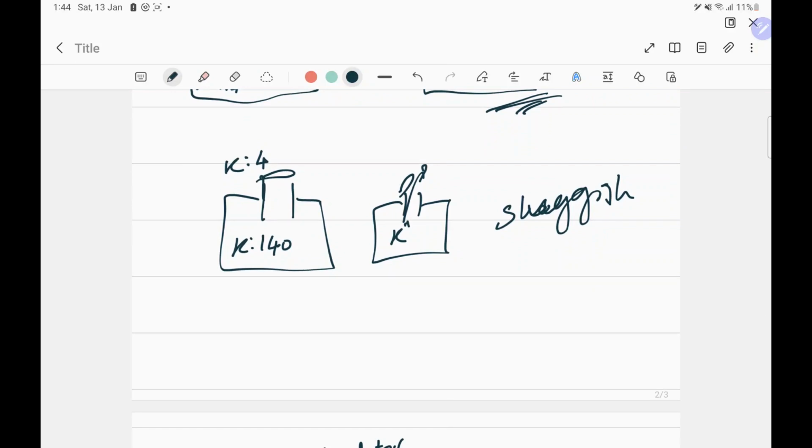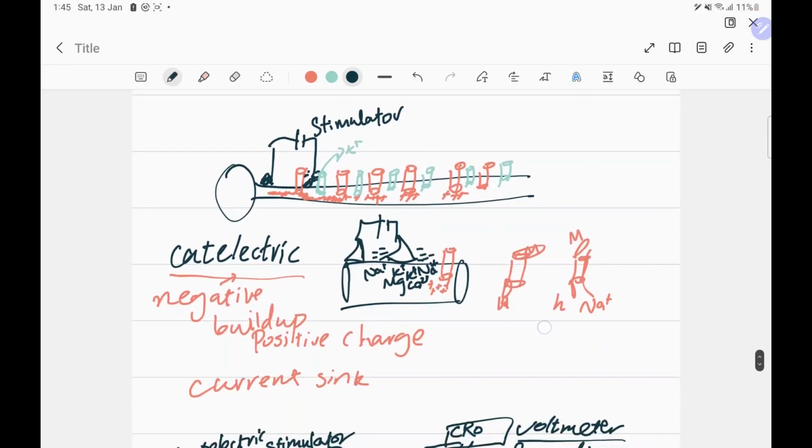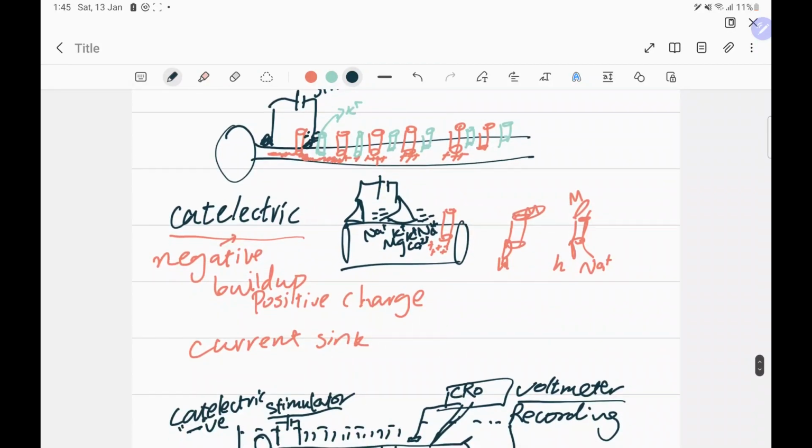Potassium channels have a single gate, and when they open up, they cause the efflux of potassium from the cell, and they're quite sluggish because they cause hyperpolarization.